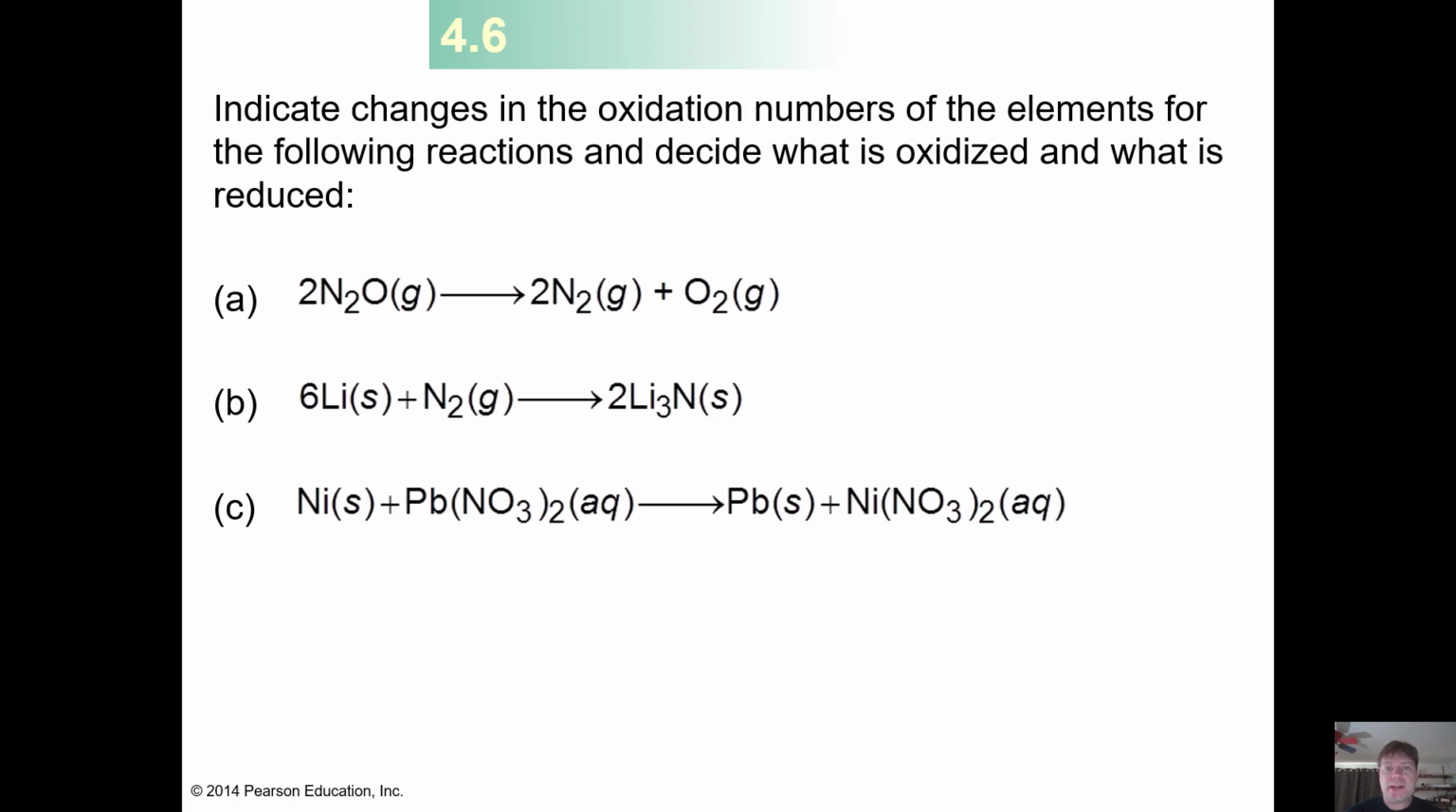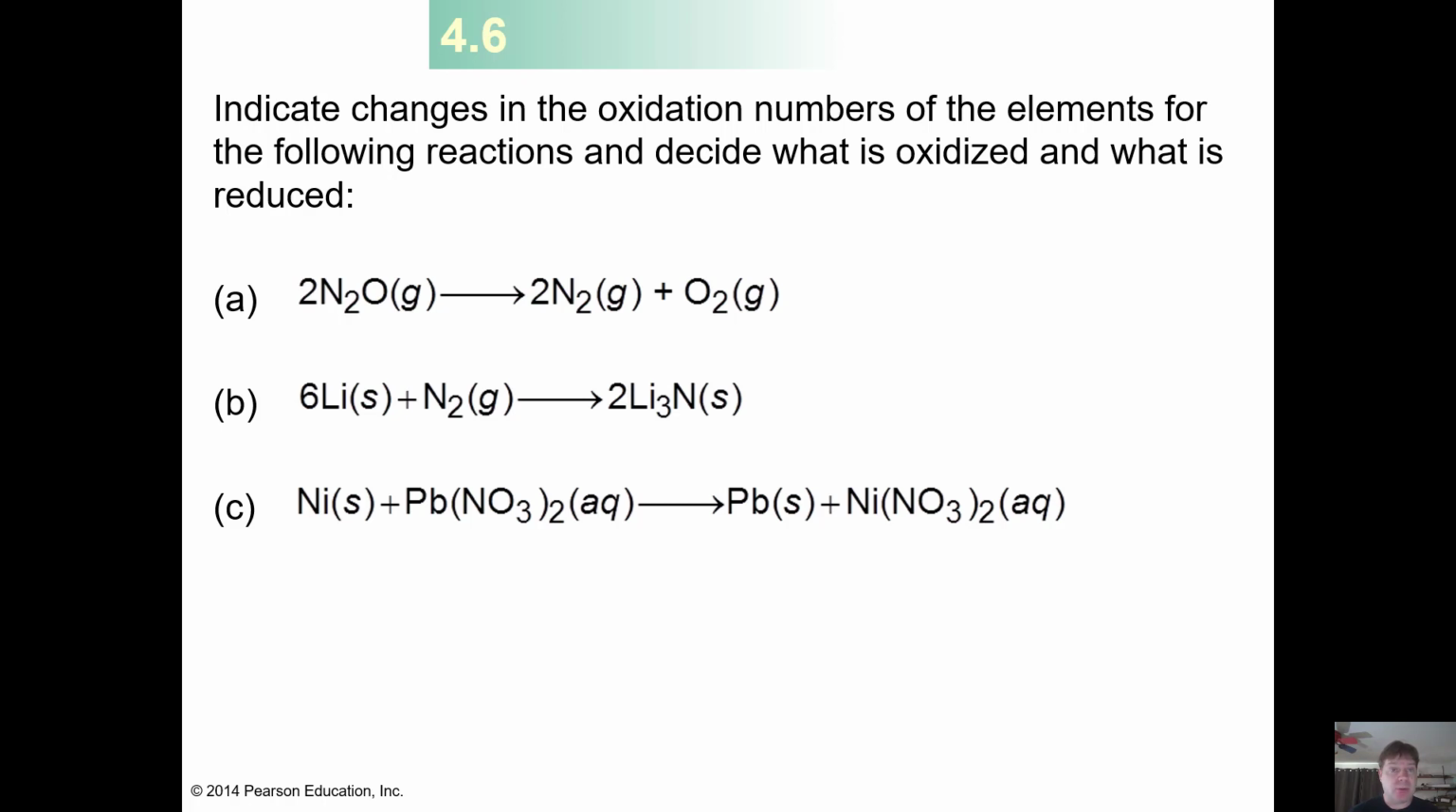Okay, one more example here. In this case, what we're going to be doing is not only assigning the oxidation numbers, but then from that information determine what's oxidized and what's reduced. So it's very similar to what we just did, except for each one you're going to have not just one substance where you're assigning numbers, you'll have several, and then once you do that, you do a comparison.